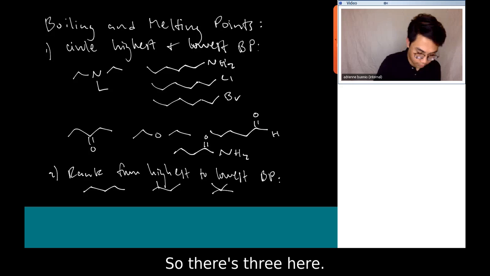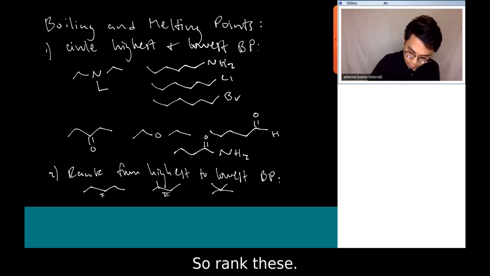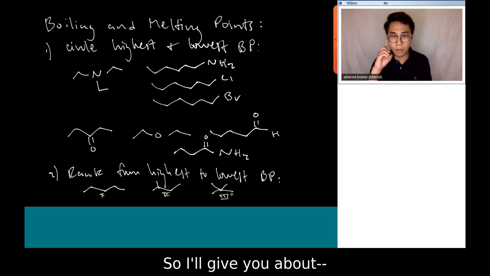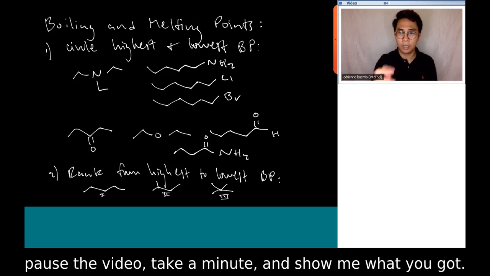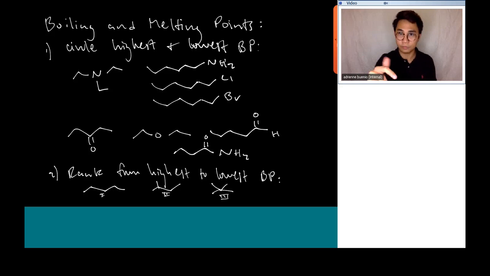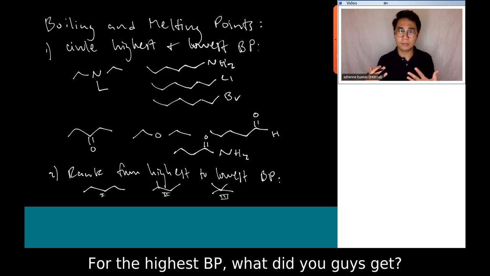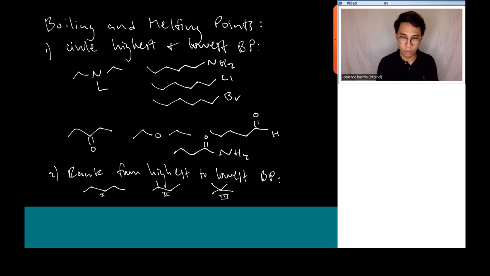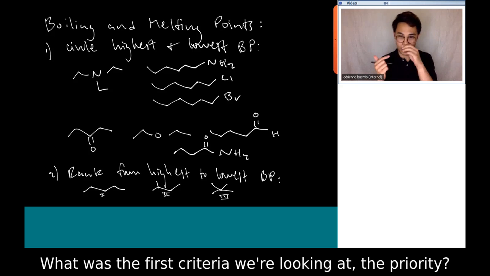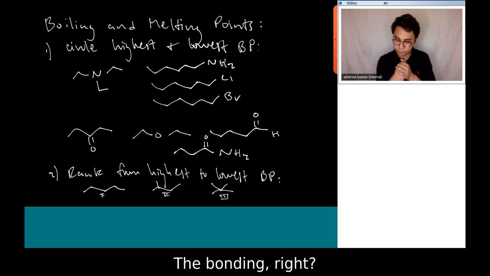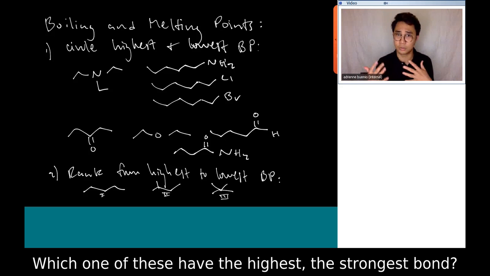Okay. So there's three here. So rank these. Okay. So I'll give you about, pause the video, take a minute, and show me what you got. So let's do yellow this time. Okay. For the highest BP, what did you guys get? What was the first criteria we're looking at? The priority. Bonding, right? Which one of these has the strongest bond?